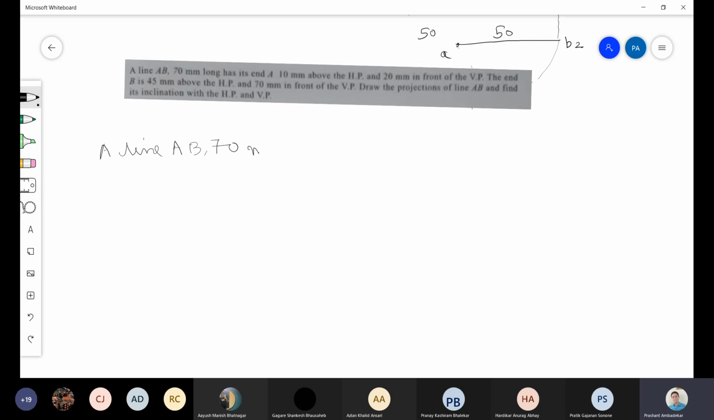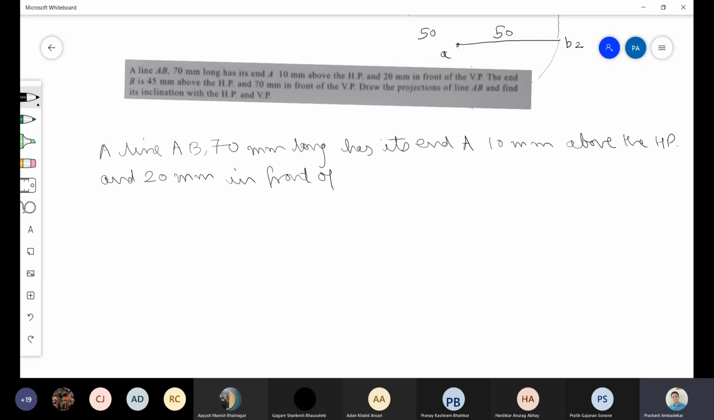Line AB, 70 mm long, has its end A 10 mm above the HP and 20 mm in front of the VP.